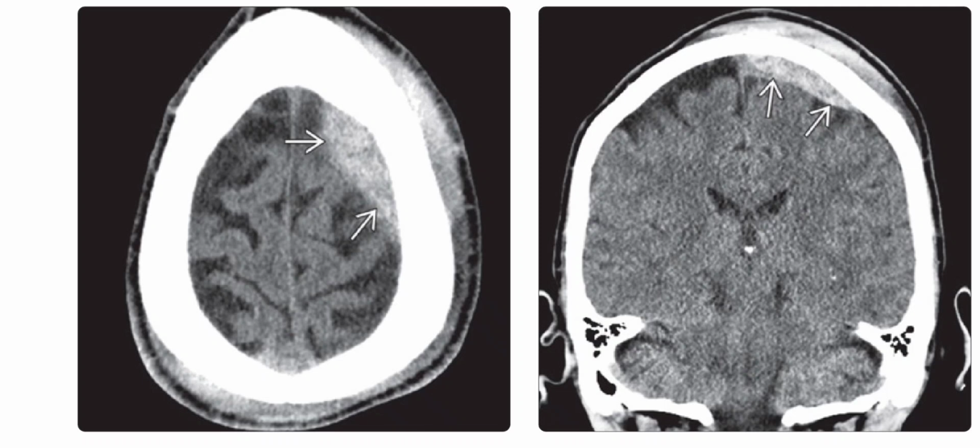Left is the axial non-enhanced CT scan in a 57-year-old man and shows a biconvex epidural hematoma over the left frontal convexity of the brain. On the right, the coronal non-enhanced CT scan is shown, which is reformatted from the axial data in the same patient, and it is showing the vertex epidural hematoma.